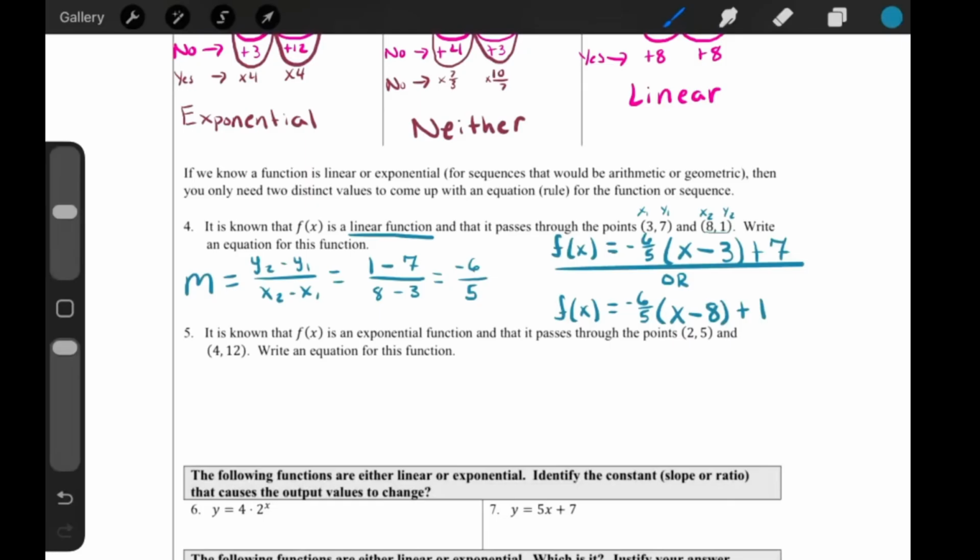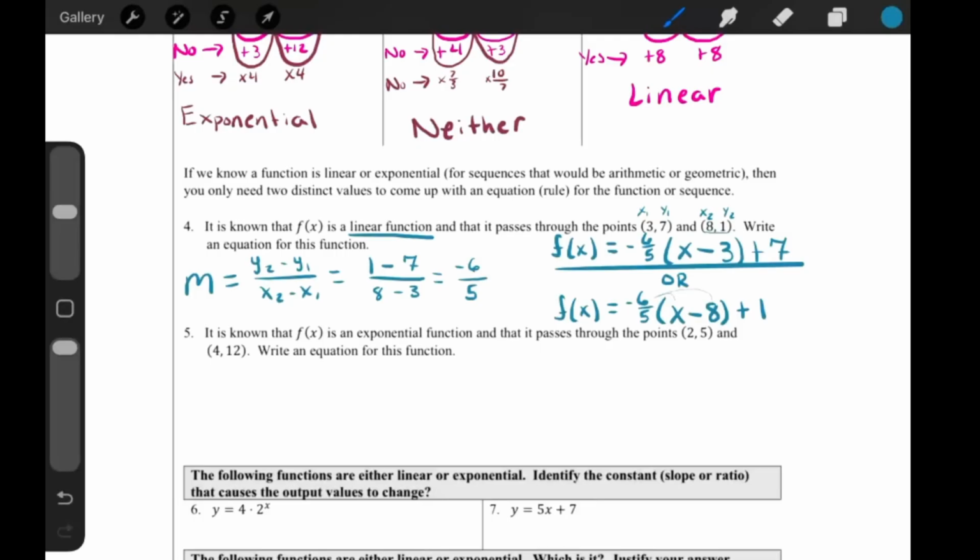Now, if you were taking the AP test, this would look either similar to one of these two options, or they would have multiplied out the negative 6 over 5 and then combined like terms. And then it wouldn't have mattered which one you would have used because it would be the same answer.